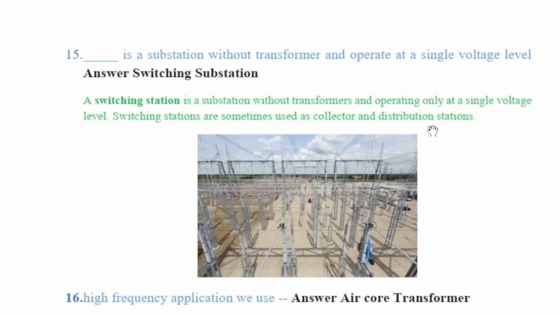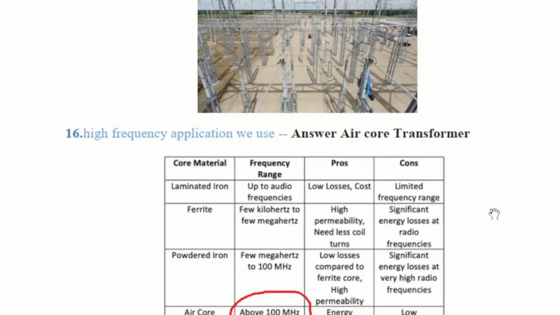Question number 15 is asking about the switching substation. Dash is a substation without transformer and operates at a single voltage level. Answer is switching substation. Basically, a switching substation is a substation without transformers that operates only at a single voltage level. Switching stations are sometimes used as collector and distribution stations. By this diagram you can see the overall working.